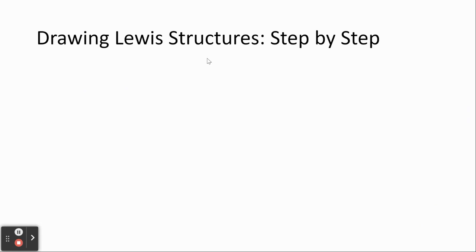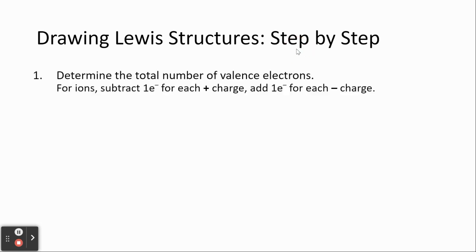Now, when we talk about drawing these Lewis structures, we want to go through a step-by-step process. The first step is going to be to determine the total number of valence electrons that are in the structure. How do we do that?